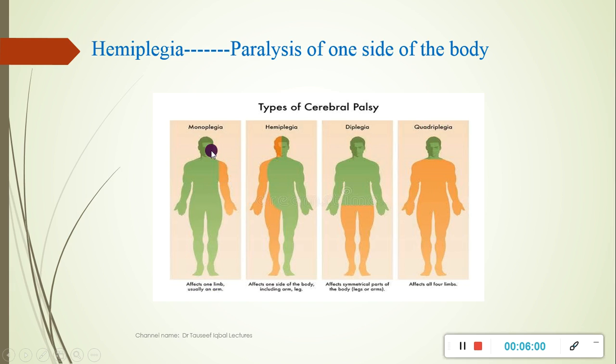So in mono, mono means single or one, so that affects one limb, usually an arm, while hemiplegia basically affects one side of the body including arm and leg. And diplegia affects symmetrical parts of the body including legs and arms, while quadriplegia affects all four limbs, upper limbs and lower limbs.